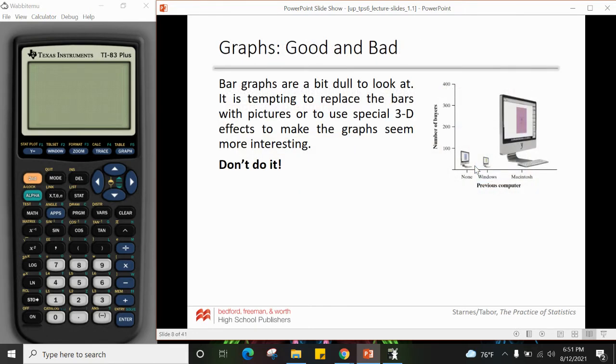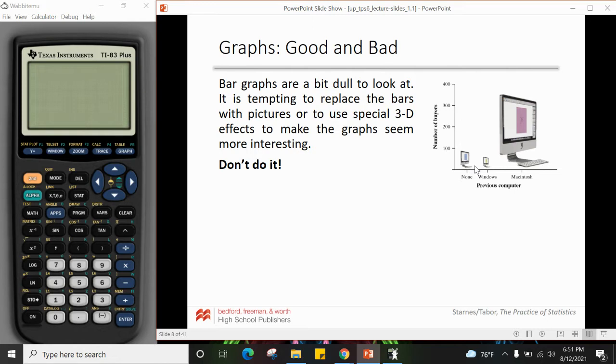So graphs, good and bad, and I think this is exactly what is going to come into play here. But bar graphs are built dull to look at. It is tempting to replace bars with pictures or to use special 3D effects to make the graph seem more interesting. Don't do it. We're in this stats class, we are not trying to have the most interesting looking PowerPoint that you're giving to a bunch of executives in a business office. All we're trying to do is be very good at statistics.